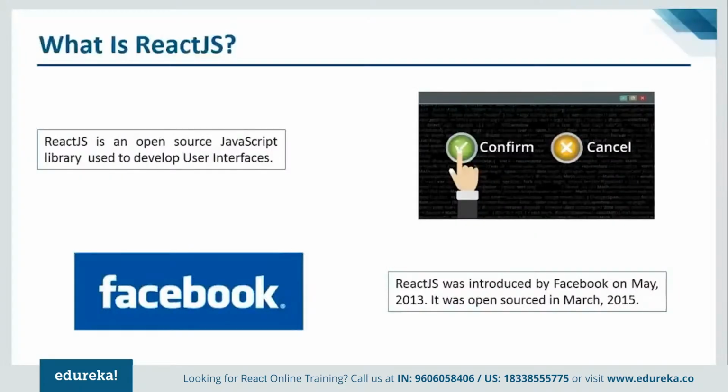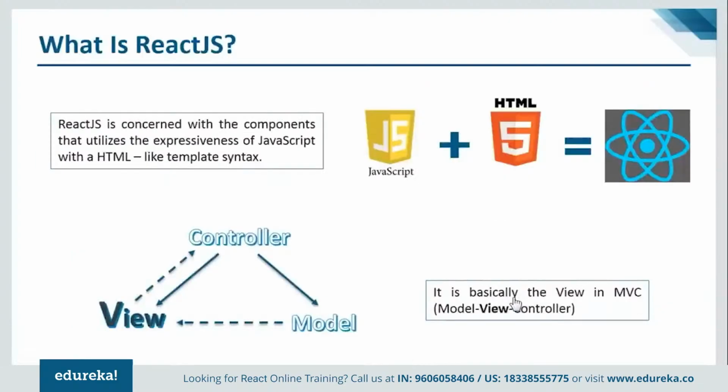As I have already told you, ReactJS is an open source JavaScript front-end library that is used to develop interactive UIs. Though Facebook was using it since 2011, it was introduced to the rest of the world in May 2013, and later in March 2015 it was open sourced. Moreover, ReactJS is concerned with components that utilize the expressiveness of JavaScript along with an HTML-like template syntax. That is, it combines the features of JavaScript and HTML and then provides us a dynamic language. It is basically the view in MVC, that is, the model view controller. It is not concerned with anything except the view, that is, it handles the representation of our web page at any point of time.